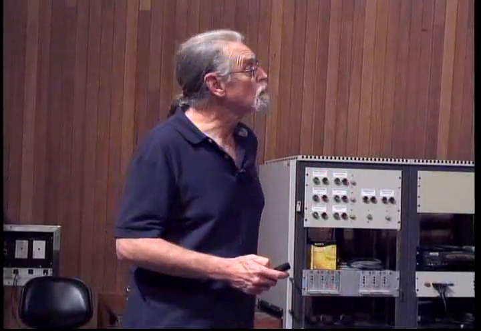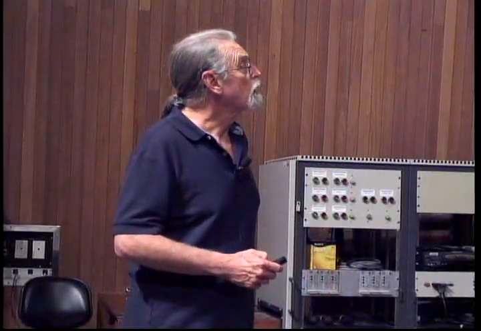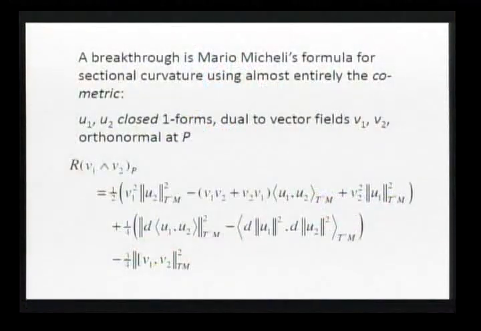What that means is that what we really need is a formula for curvature which involves as much as possible the dual metric and not the metric. And so the following turns out to be true, and Mario loves to call it Mario's formula. So it comes like this. You now have to take closed one forms, and we're on a Riemannian manifold, finite dimensional if you like. And the dual to those closed one forms with the metric would be two vector fields.